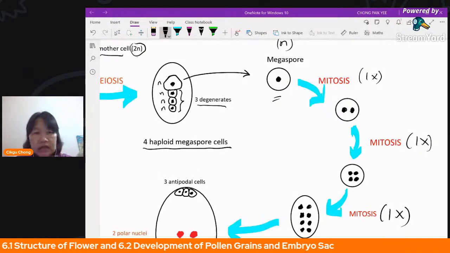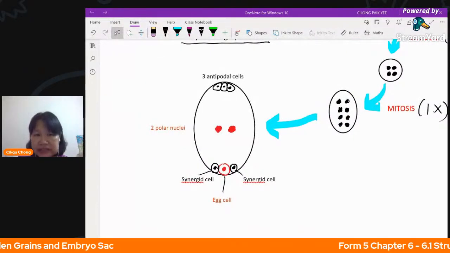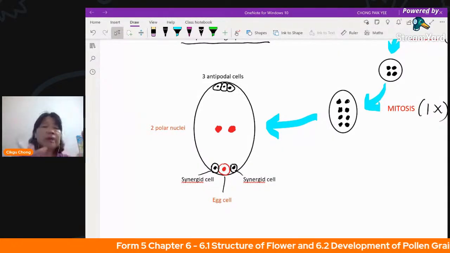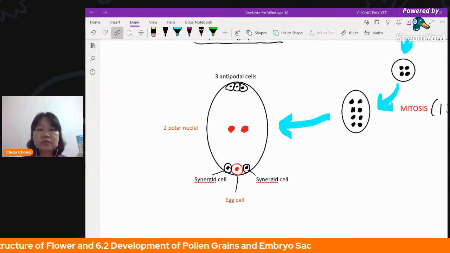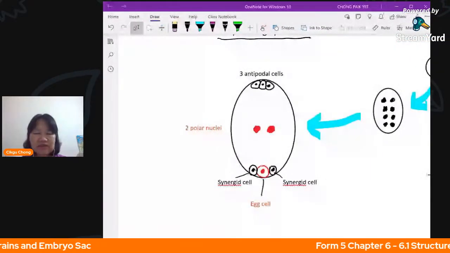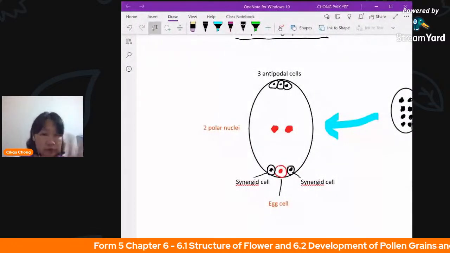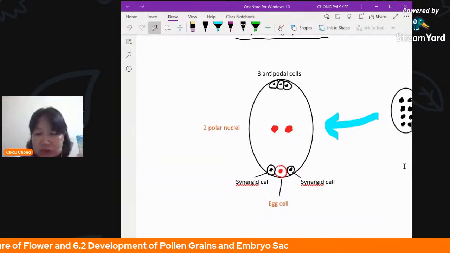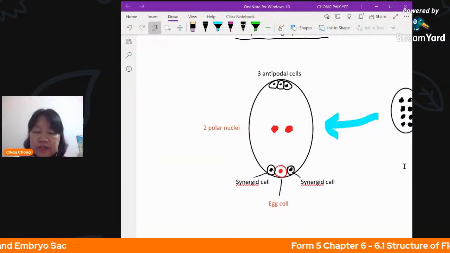From the 8 nuclei, it's going to form 3 antipodal cells, 2 synergid cells, 1 egg cell, and 2 polar nuclei. Okay, and from here, can you remember which ones are actually going to take part in the fertilization? Because this is more of a revision, we've already gone through that. Can you identify from this embryo sac, which has 8 structures, which ones are going to take part in the actual fertilization? Not all 8.